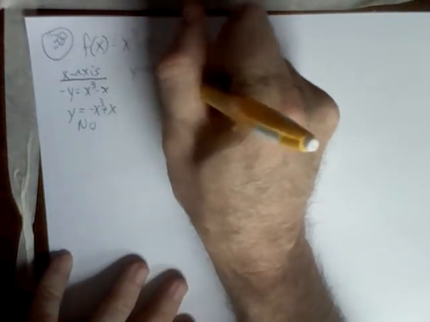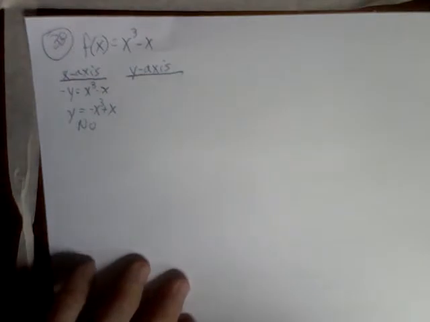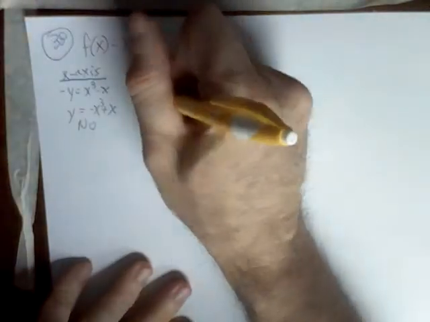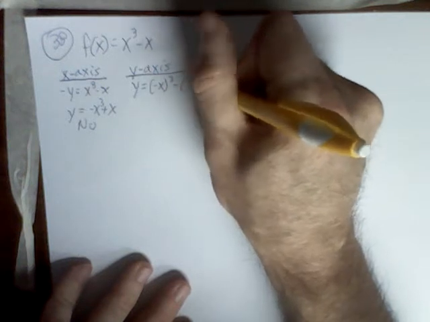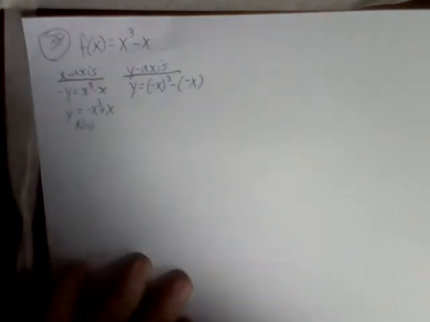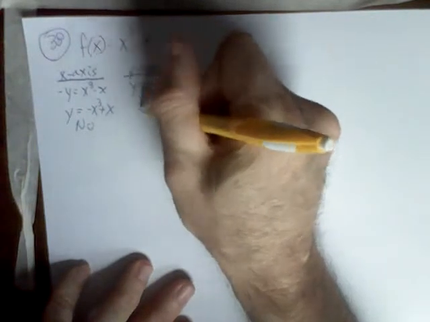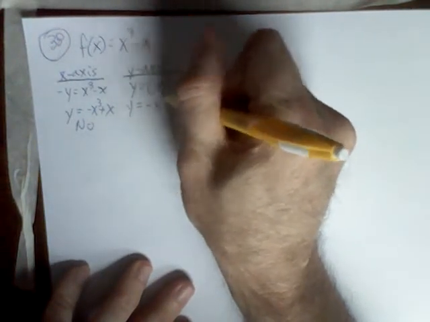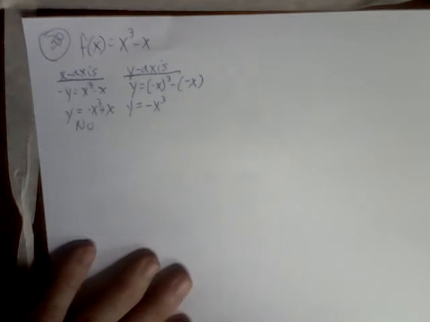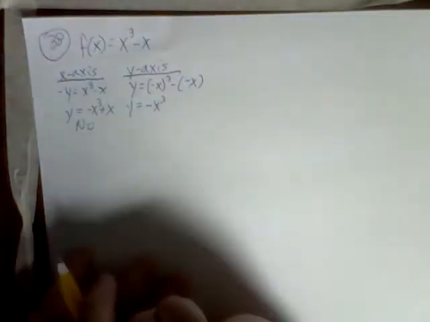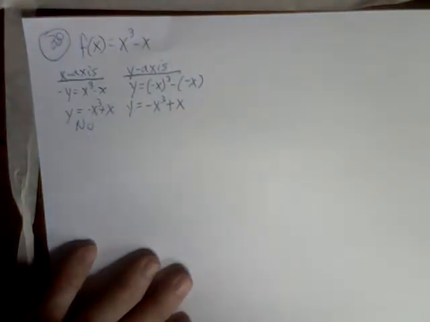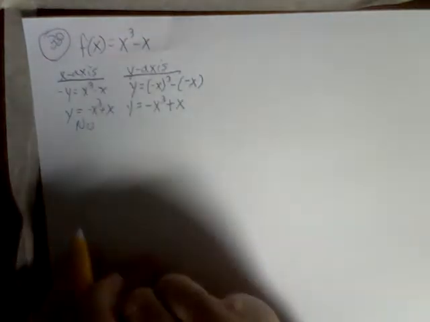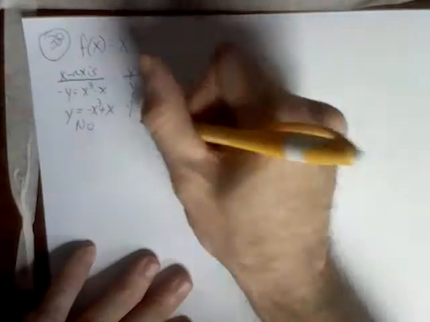Let's try y-axis. So for y-axis symmetry, you need to replace x with negative x. So I'll do that using my parentheses and good notation. Negative x cubed is just negative x cubed. Okay, a negative to an odd power is still negative. And then we have negative times a negative is positive. And then again, this is not the same as that guy. So no.